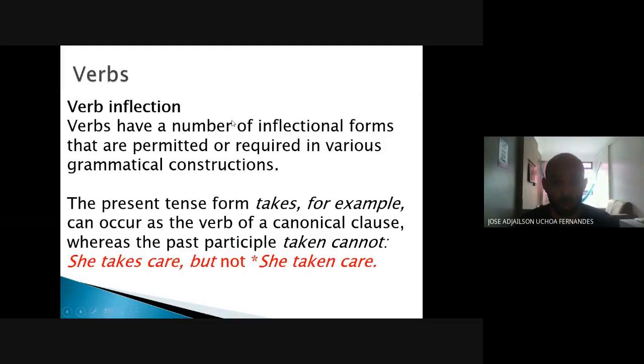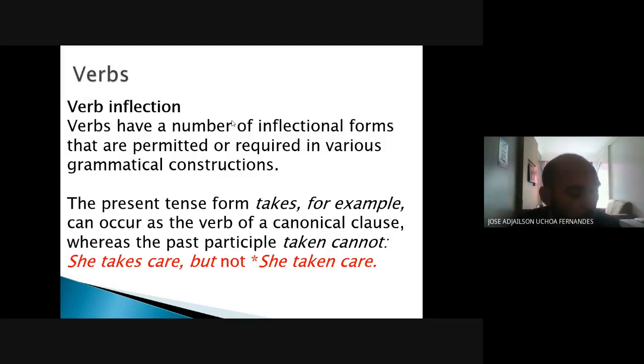So the first thing you should know about verbs is that they have inflection. Remember when we studied morphology and we discussed inflectional morphemes? Do you remember that? Inflections for gender, inflections for number, and also inflections for verb agreements. So verbs have a number of inflectional forms that are permitted or required in various grammatical constructions.